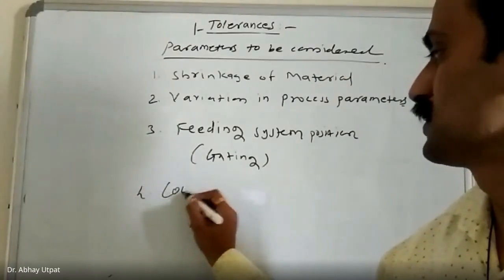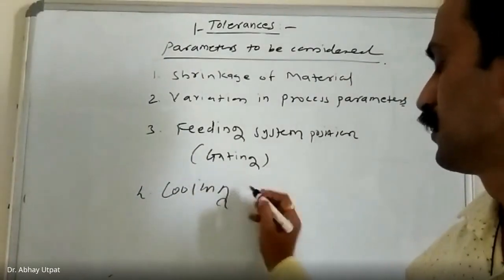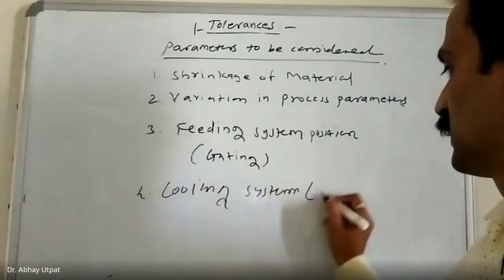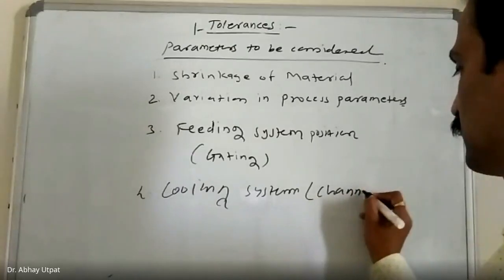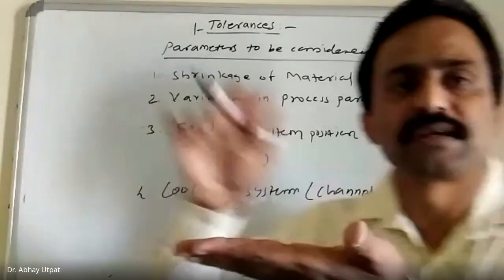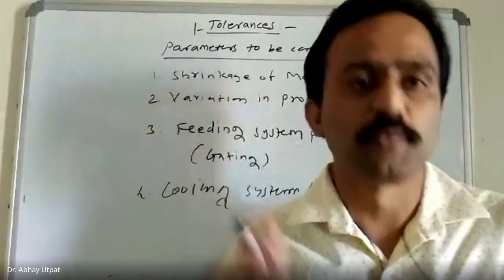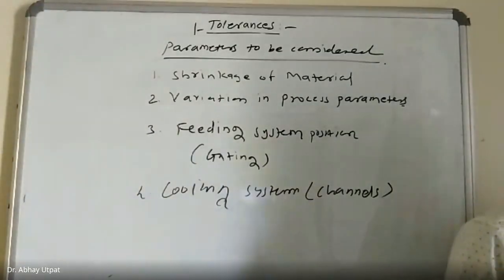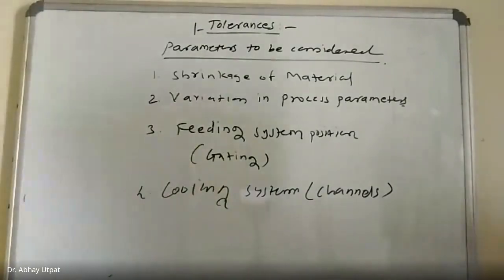And fourth one is cooling system channels. Channels means the ways, grooves which are made in the mold. Concentrate on this carefully. Very important. So these are the parameters to be considered.